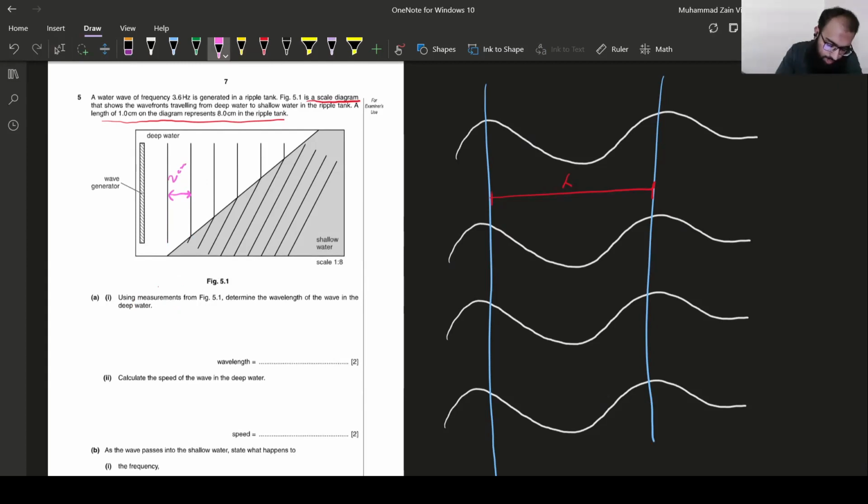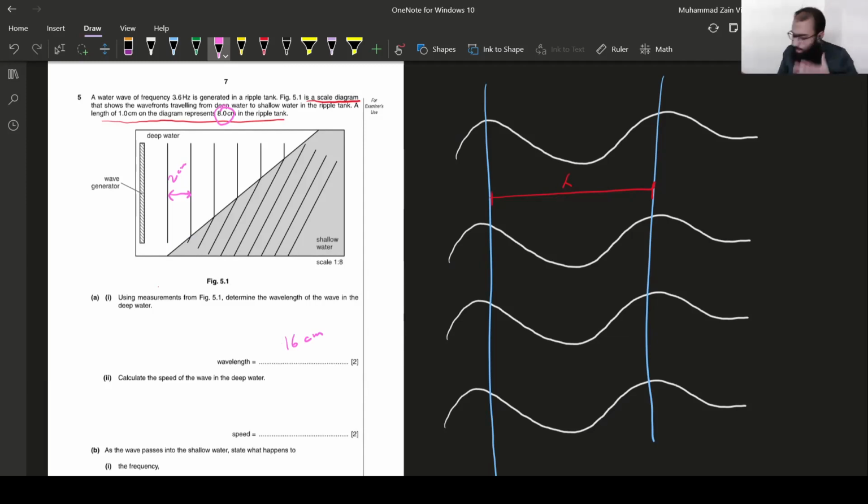So this came out as 2 centimeters, and then I need to use the scaling, which means that 1 centimeter on the diagram represents 8 centimeters on the ripple tank. So if this was 2 centimeters on the diagram, in a real ripple tank it would represent 16 centimeters. So 16 centimeters would be, let's say, the wavelength of this wave. I'm just doing this on the assumption that it's 2 centimeters. When you have the question paper in front of you, you will know the exact value.